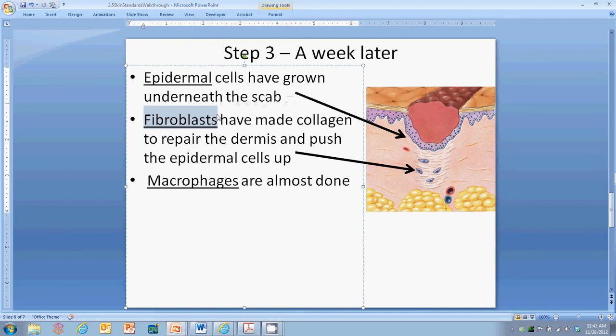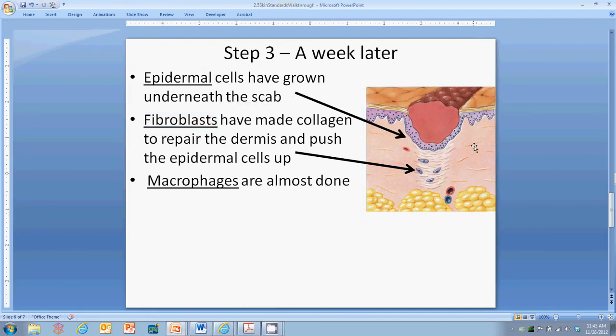Fibroblasts have made collagen. So our dermis got destroyed. We have fibroblasts that repair it because we have collagen fibers and elastic fibers. Fibroblasts are going to be the cells that do that, right? They look the same as macrophages, but draw fibroblasts. They're going to make collagen, and that is going to push the epidermal cells up.